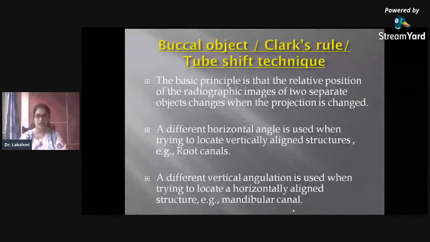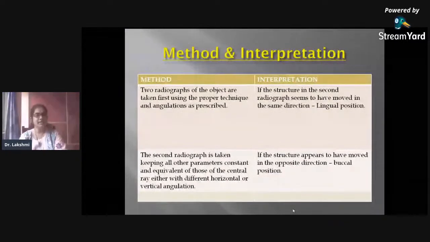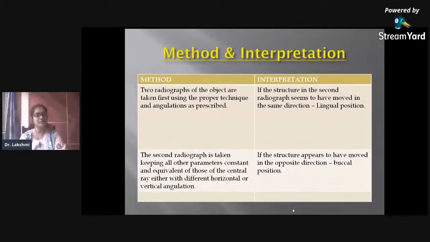So what are the methods and what is the interpretation? Two radiographs of the same object are taken, first using the proper technique and angulations as prescribed. Interpretation: if the structure in the second radiograph seems to have moved in the same direction, then the object or structure is placed more lingually. So same side, lingual, SL.